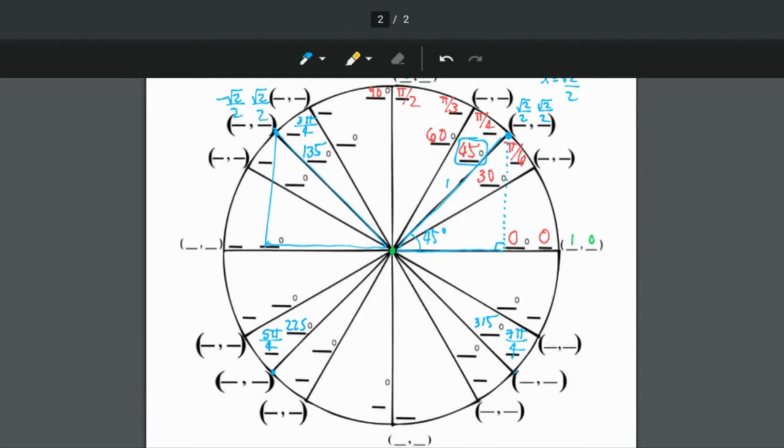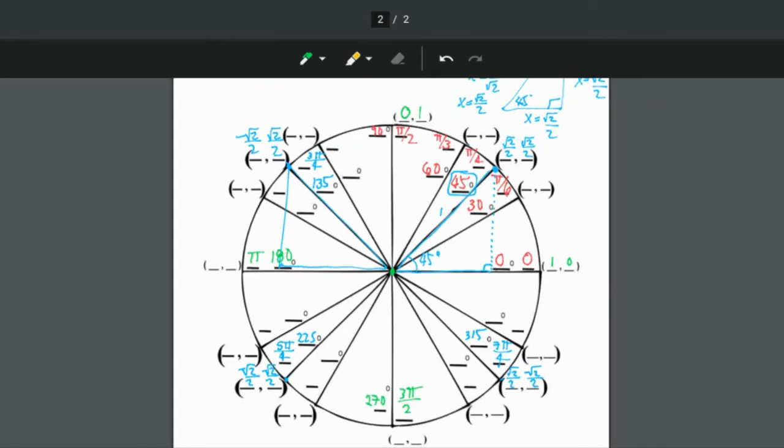And then in the third quadrant, I go left root 2 over 2, and then down root 2 over 2. So notice that both of those coordinates are negative. In quadrant 4, I would go to the right root 2 over 2, and then down root 2 over 2.